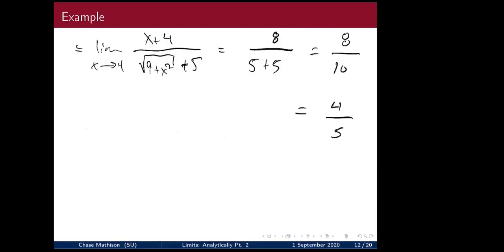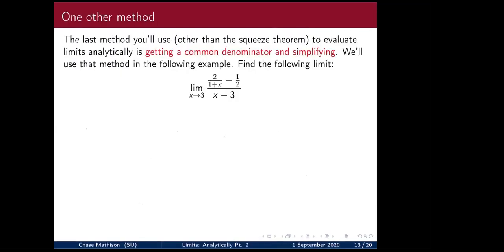Okay. So one other method before we talk about a more abstract one. One other method that you'll use in evaluating limits very frequently is just getting a common denominator and simplifying. And that's related to the last couple examples too, because really you're just trying to simplify stuff, like multiplying by the conjugate. So the only thing that I have found trips up students learning about this is, how do you get a common denominator when you have 1 plus x in the denominator?